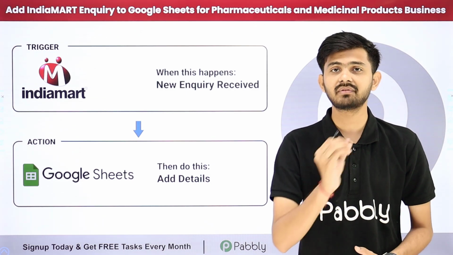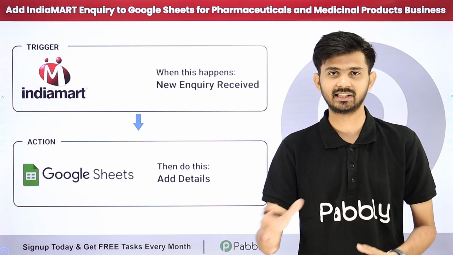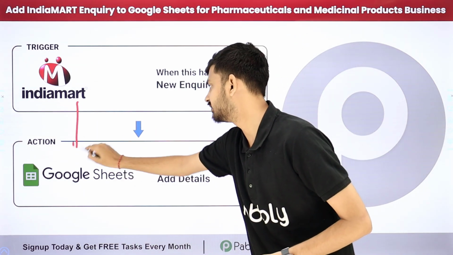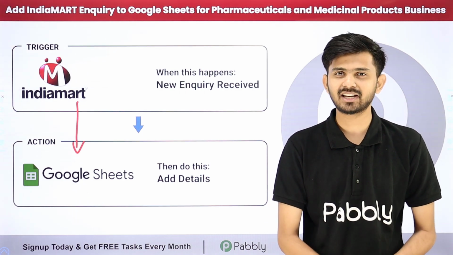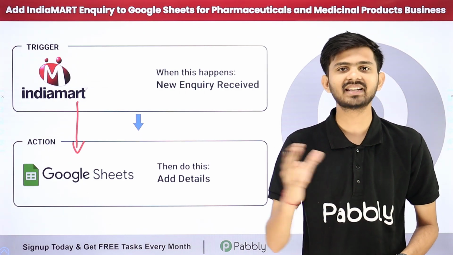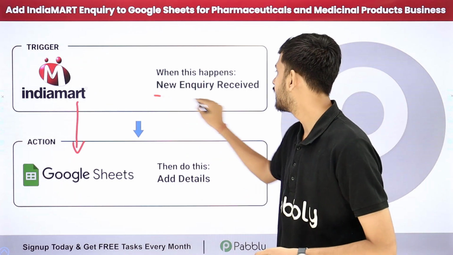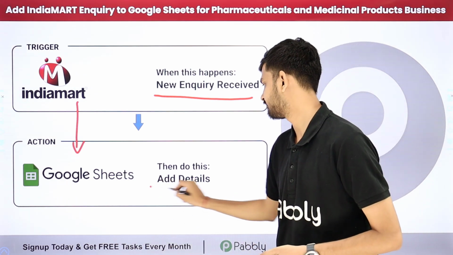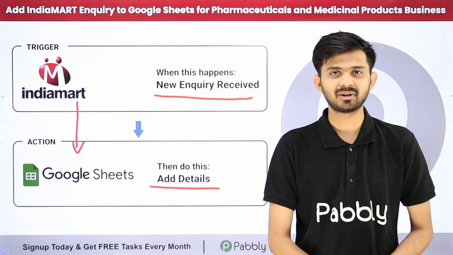Whenever I receive a new inquiry through IndiaMART, I want to add that inquiry's details in my Google Sheet. For this, I need to build a connection between IndiaMART and Google Sheets. For building this connection, I'm going to use Pabbly Connect, an amazing software for automation and integration. With Pabbly Connect, whenever I receive a new inquiry, the details will automatically be added in my Google Sheet. So how am I going to build this connection? For that, let me take you to my computer screen.